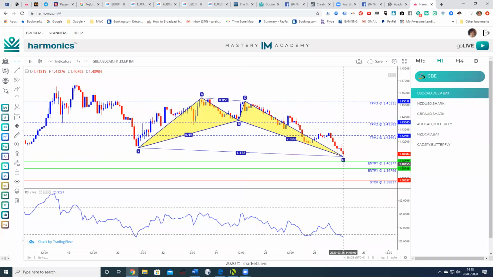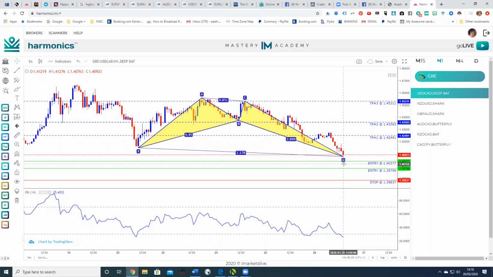So the D point, 26th of the 3rd at 1400. And I'm just going to write down at the side these points here. So I've got stop loss 1.38837, because you can take the trade this way. And I'm going to put that entry, just the top one, 1.40377. So we can alter the entry point.